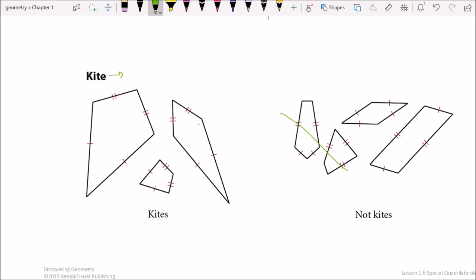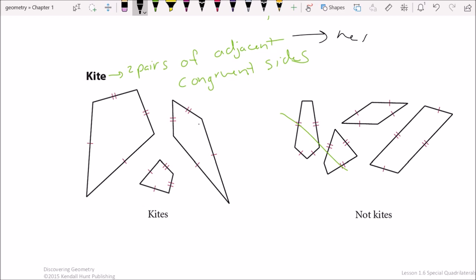Specifically, they have 2 pairs of adjacent congruent sides. Now, if you don't know this word adjacent, adjacent means next to. So an easy way to think about this is if you're sitting on a couch with somebody, you're sitting adjacent to them. If someone is on the other side of the room, you might say that you are sitting opposite from them, okay? So next to is your easy way to understand this.